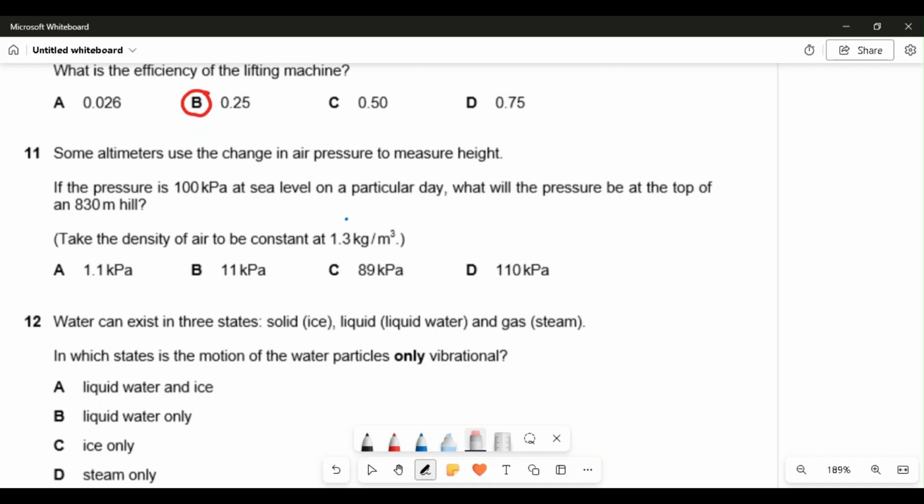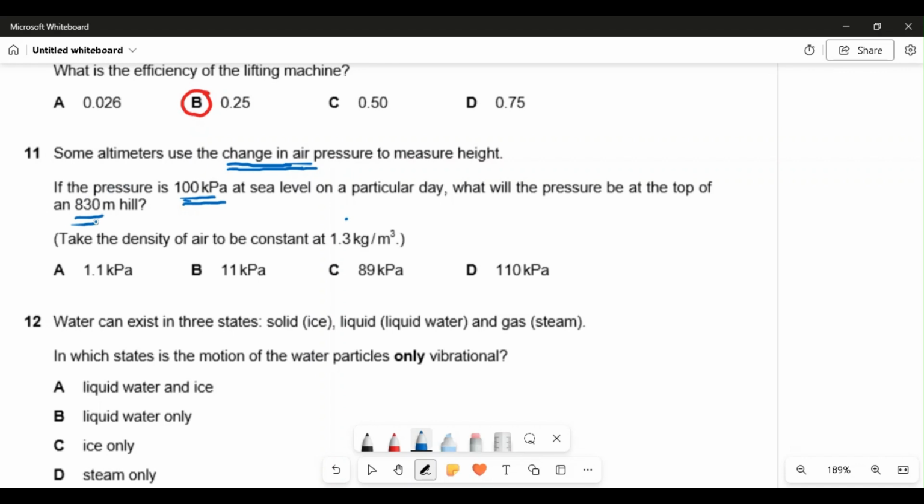Some altimeters use the change in air pressure to measure the height. The word change is very important. Change in air pressure means final pressure minus initial pressure. If the pressure is 100 kilopascal at sea level on a particular day, what will be the pressure at the top of the 830 meter hill?